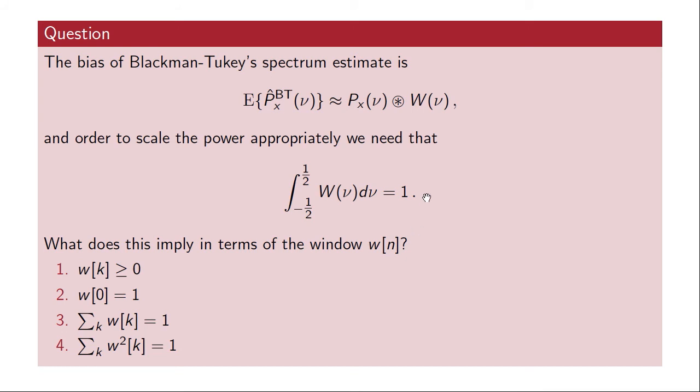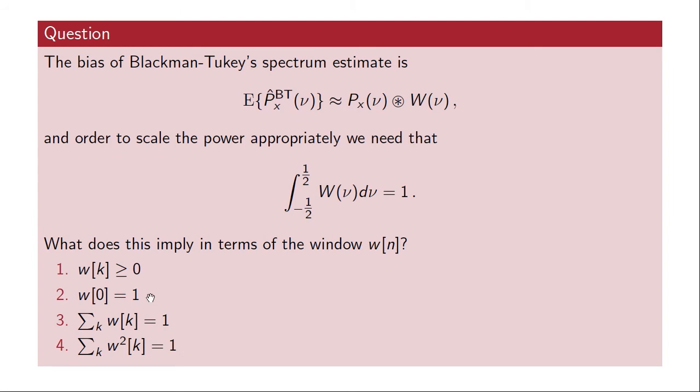So do you think that this integral expression here, saying that the window in the Fourier domain must integrate to 1, implies that all taps of the window in the time domain are strictly positive, that the center tap is equal to 1, that the taps in the time domain sum to 1, or that the squared taps sum to 1?